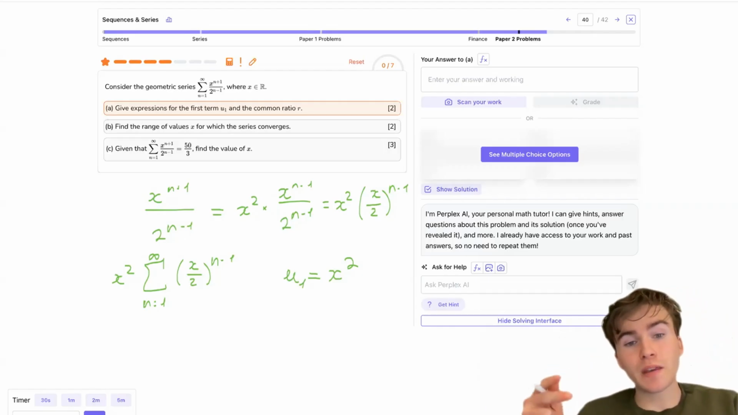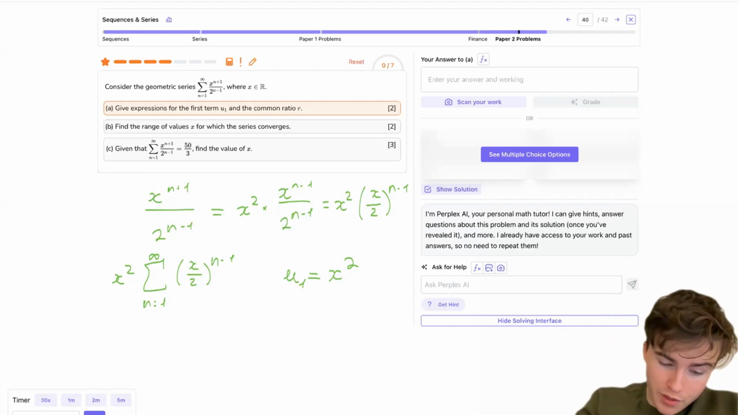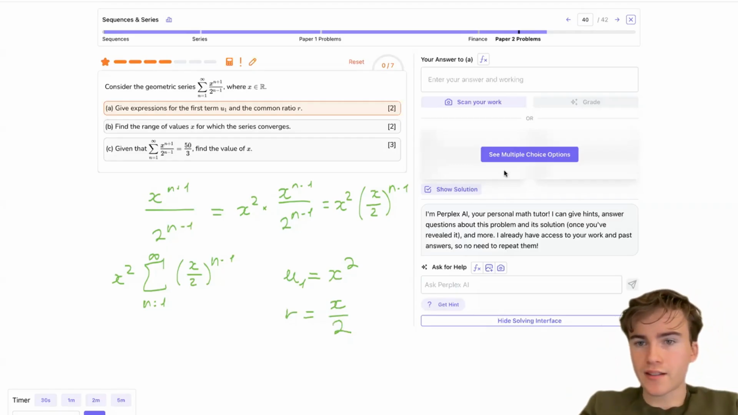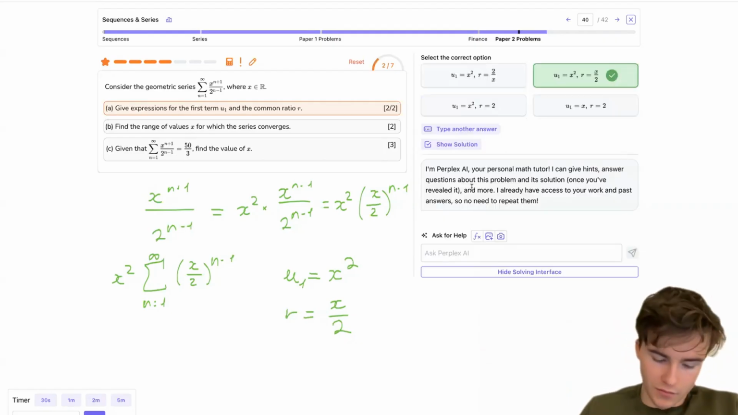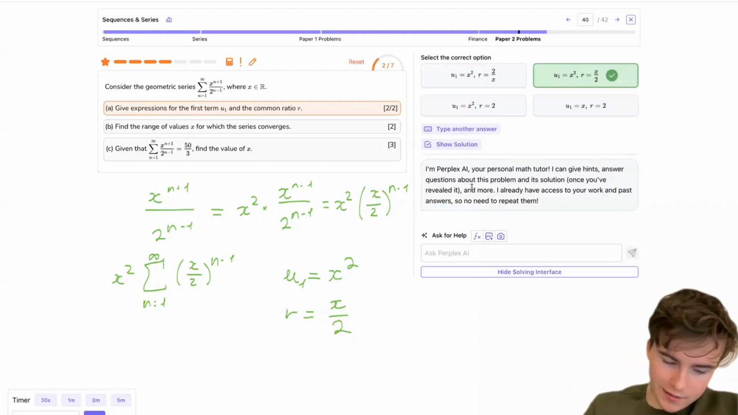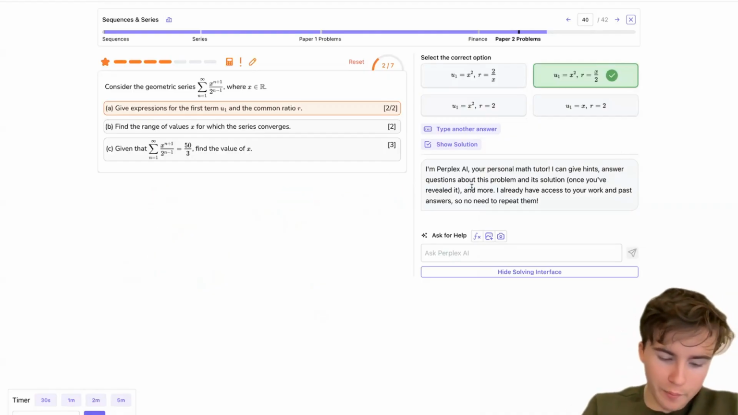So each term is being multiplied by x over 2, which means that the common ratio is x over 2. Okay, so let's check that off. u1 is x squared, and r is x over 2. There we go. All right, I'm going to erase this, and then we're going to try and solve part B.